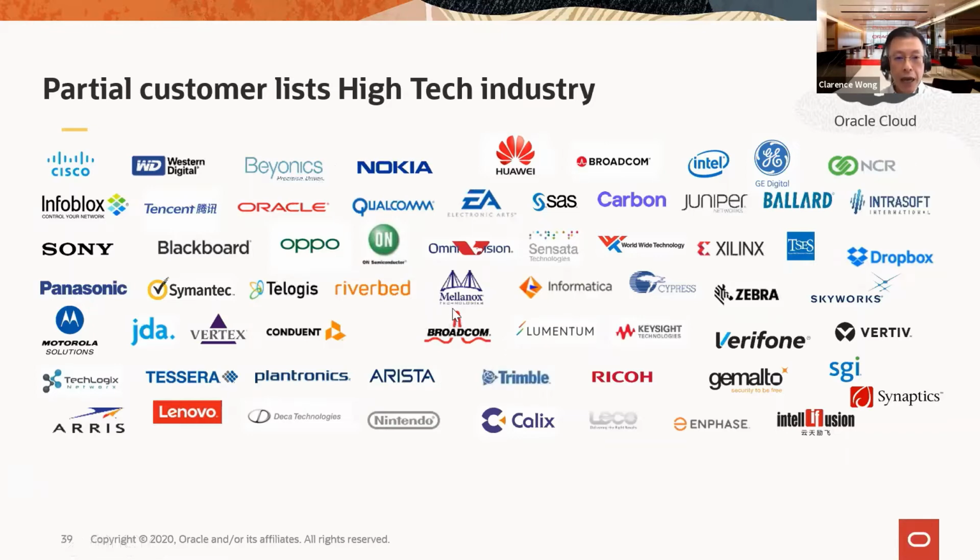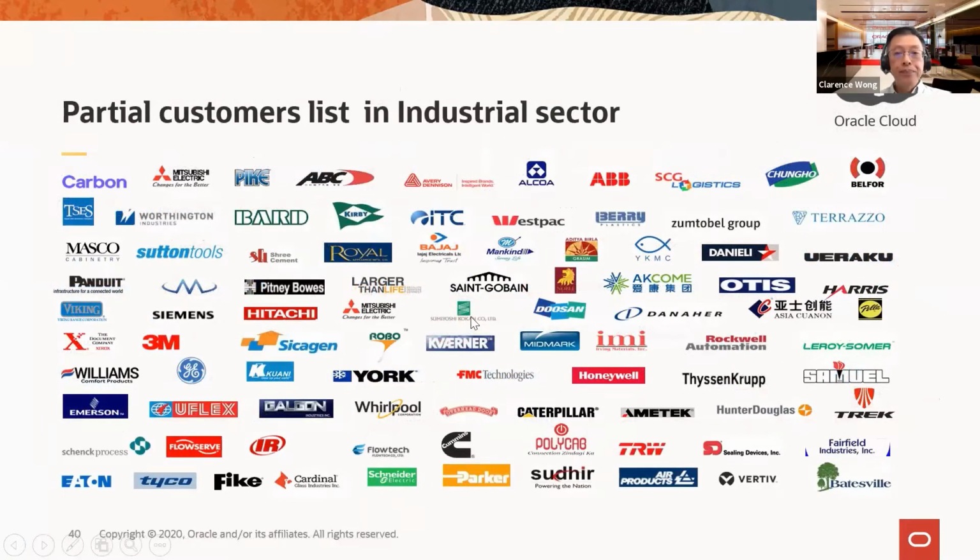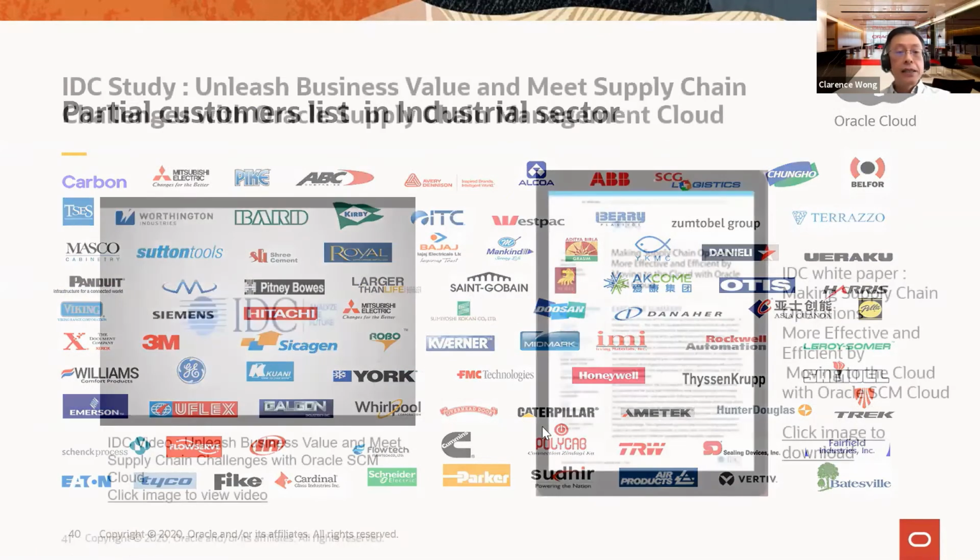So that's how we have. And then in the industrial sector, some of the names like ABB, Mitsubishi, Hitachi, etc. So some of the big names.